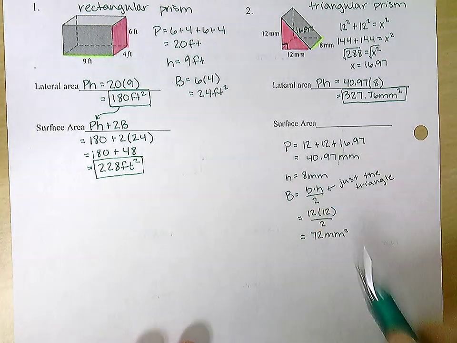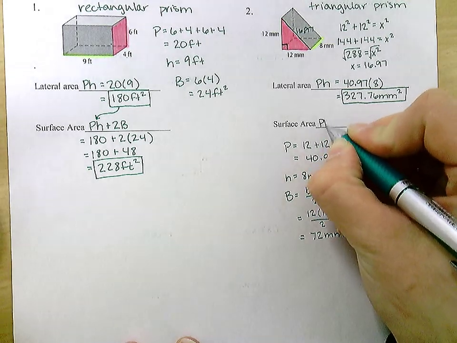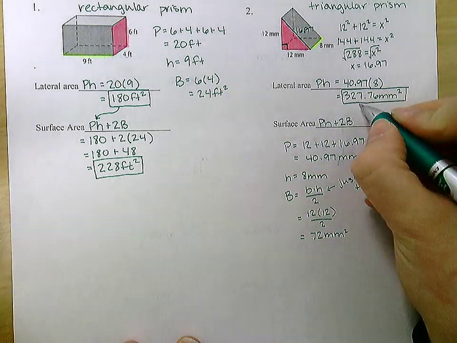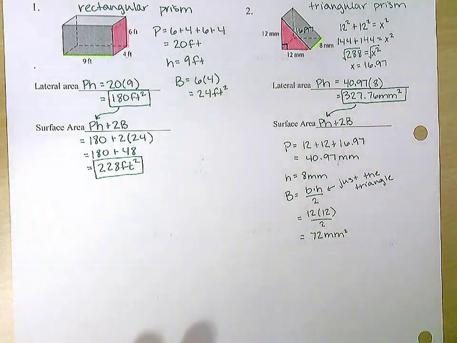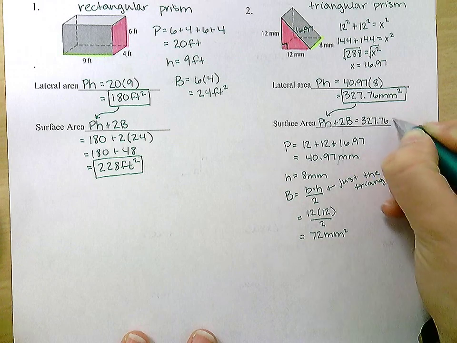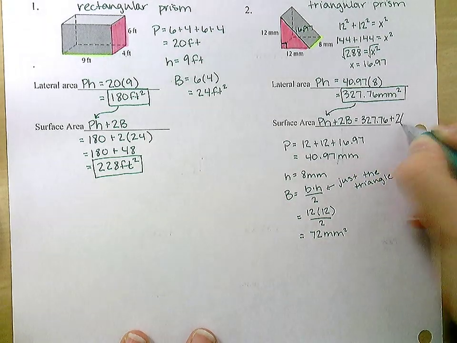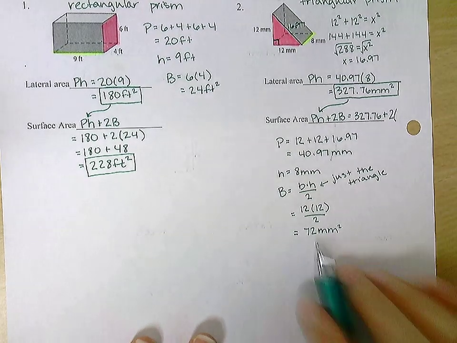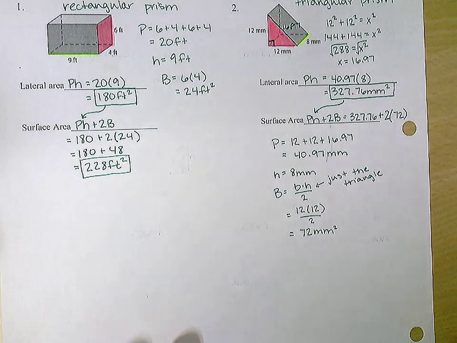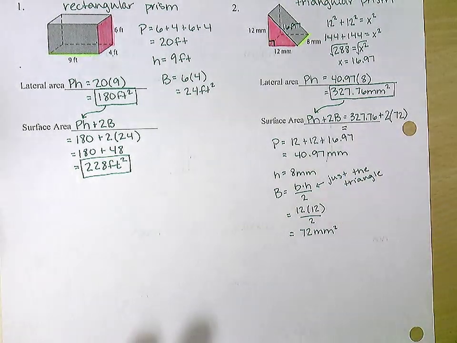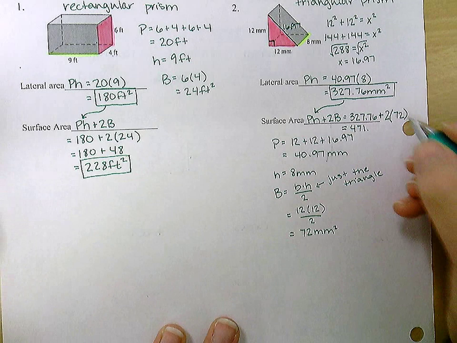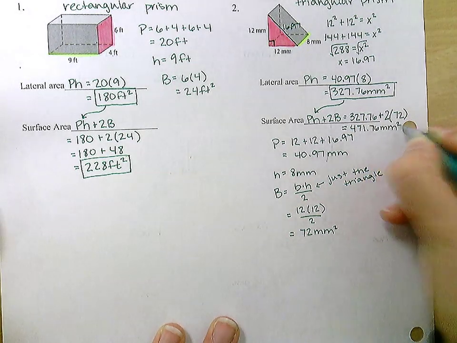Now I can find the surface area. Surface area again is PH plus 2B. I already found PH, so I can plug in 327.76 for PH. Then add 2 times our area of our base, which is 72. One last answer, and you should get 471.76 millimeters squared.